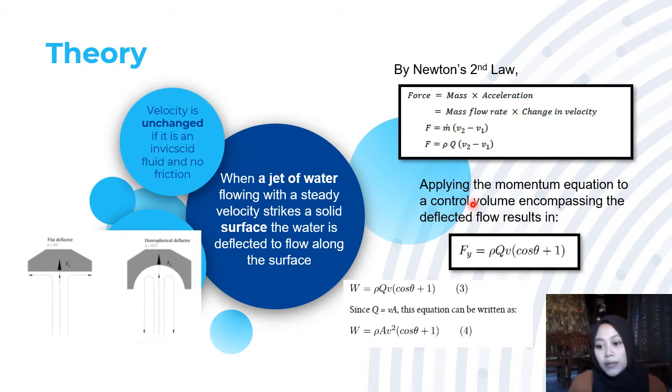When we apply the momentum equation to a control volume comprising the deflected flow, we have this equation, in which Fy is the force exerted by the solid surface or the deflector, rho is the density, Q is the flow rate, V is the velocity, and theta is the angle of deflection. Since in this experiment we will use weight, we can equate F to W right here, and since Q is VA, we can also write it in this equation.